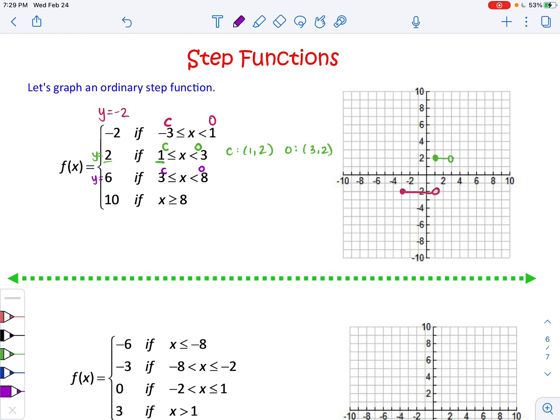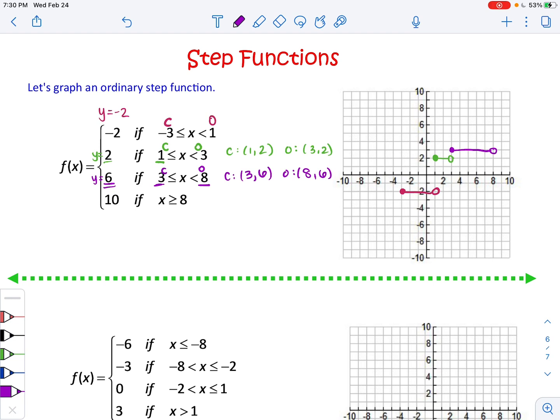If it helps you, our closed point, the ordered pair, is going to be at x is 3 and y is 6. And the open point will be at x is 8 and y is, again, 6. So you don't have to write these points, but if they help you, then you can keep making them. And there's our graph.